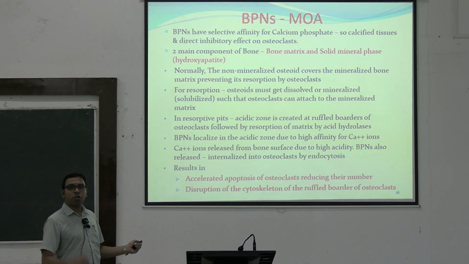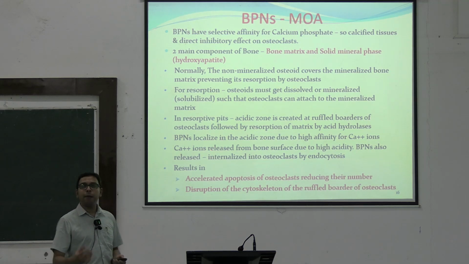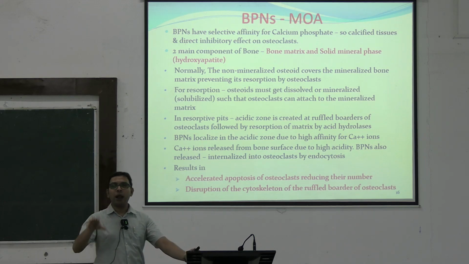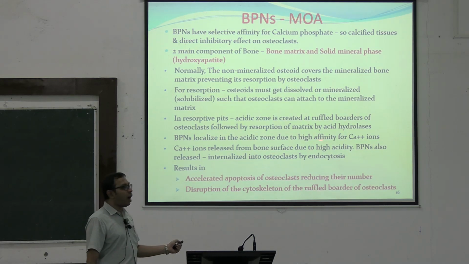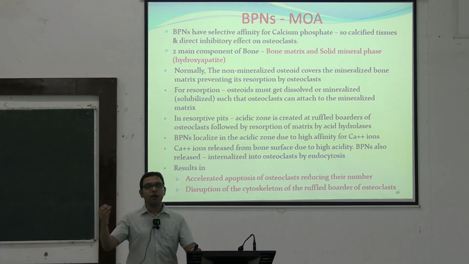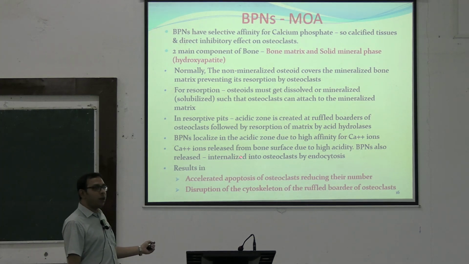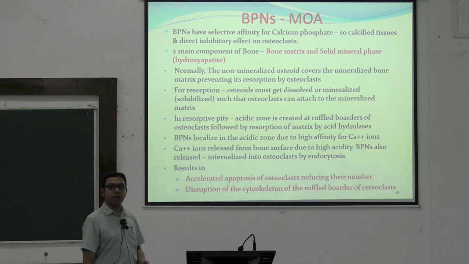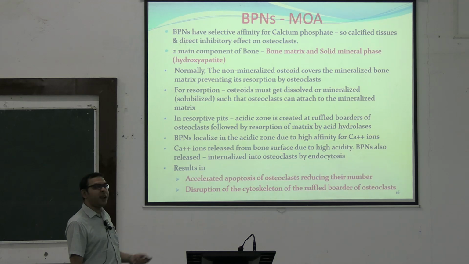Now, when we are giving these bisphosphonates, they localize in this acidic zone. They have more tendency to be localized within these acidic zones, that is within these resorptive pits, due to a high affinity to calcium ions. So they have high affinity to calcium ions and to the acidic environment, they come to the resorptive pits and ultimately cover them. Calcium ions are released from the bone surfaces due to high acidity. Bisphosphonate is also released. So ultimately they are internalized into osteoclasts by endocytosis.